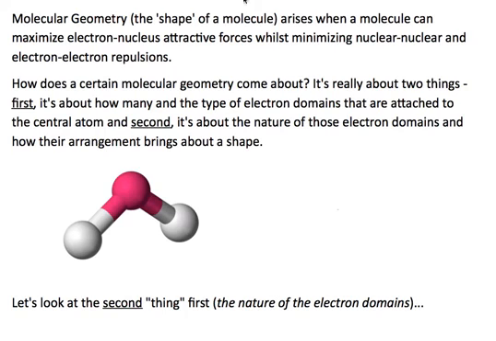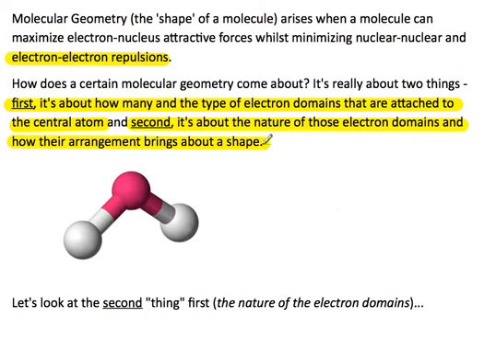So molecular geometry, or the shape of the molecule, arises when a molecule maximizes electron-nucleus forces and minimizes nuclear-nuclear repulsions and electron-electron repulsions. And VSEPR then is really concerned with these electron-electron repulsions. So how does the geometry come about? Well, there are two things we want to consider. First, it's about how many and the type of electron domains attached to a central atom, atomic center. So that's the first thing we can look at. And secondly, it's about the nature of those electron domains and how their arrangement brings about a shape.